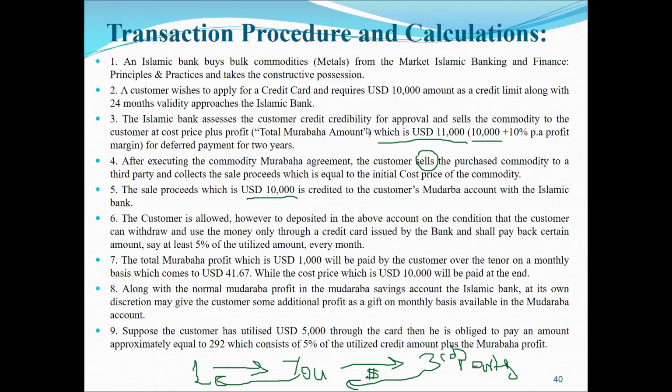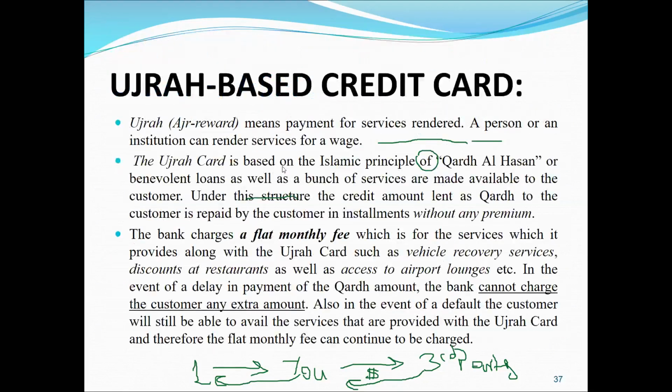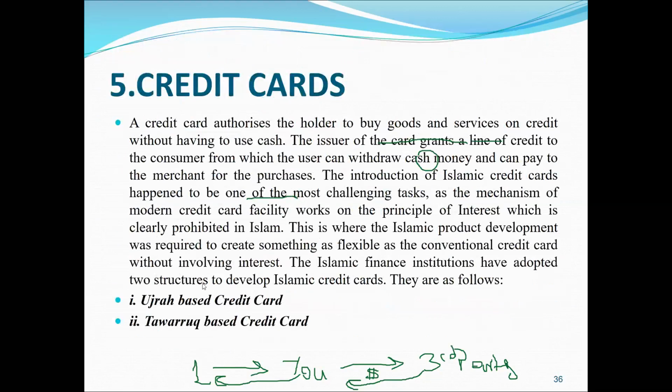Okay, now, so far we said that credit cards have two different types: Ujra-based credit card and Tawarruk-based credit card. When you do the Tawarruk-based card, it is based on the murabaha agreement or musawama agreement. So mostly it is based on murabaha.